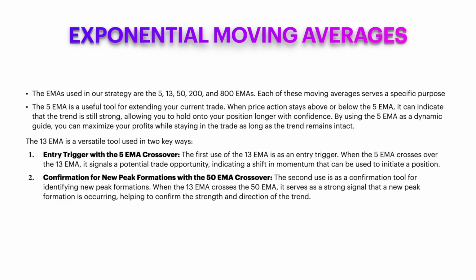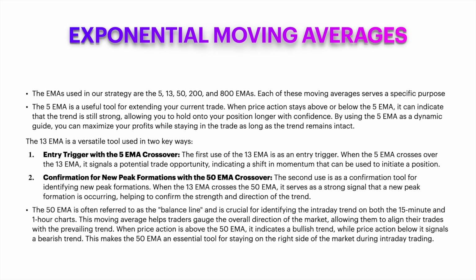The second way is confirmation of new peak formations with the 50 EMA crossover. The second way to use this EMA is as a confirmation tool for identifying new peak formations. When the 13 EMA crosses the 50, it serves as a strong signal that a new peak formation is occurring, helping to confirm the strength and direction of the new trend.